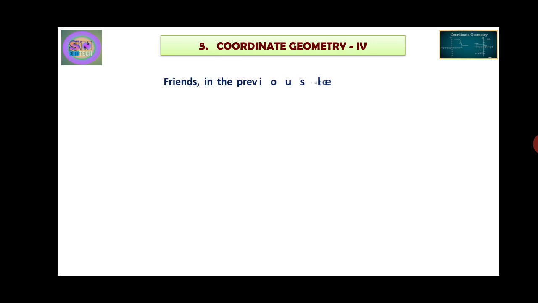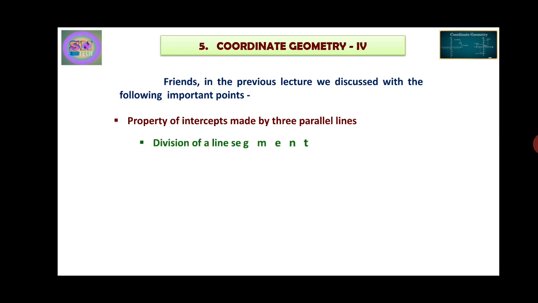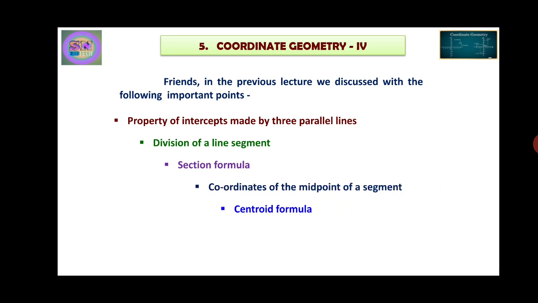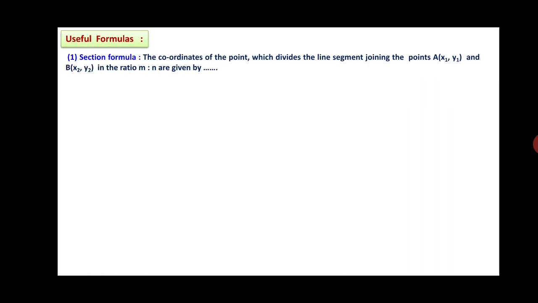Friends, in the previous lecture, we discussed the following important points: properties of the intercepts made by three parallel lines, division of a line segment, section formula, coordinates of the midpoint of a segment, and the centroid formula. Today we will discuss some problems based on the above subtopics. So before that, we will see some useful formulas.